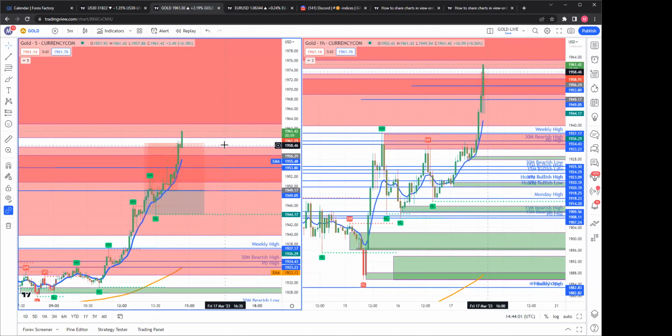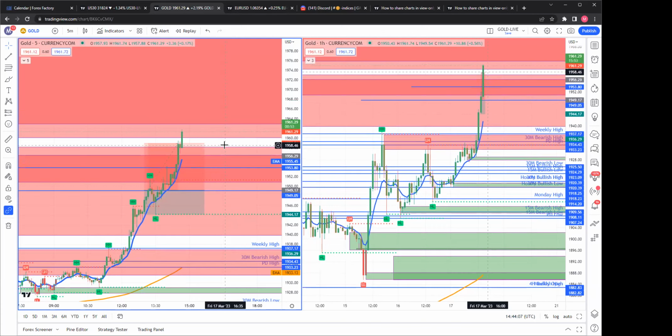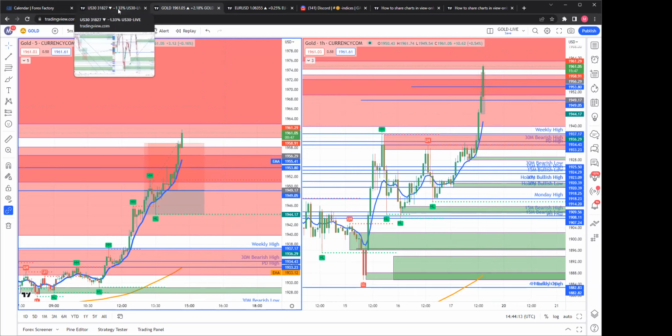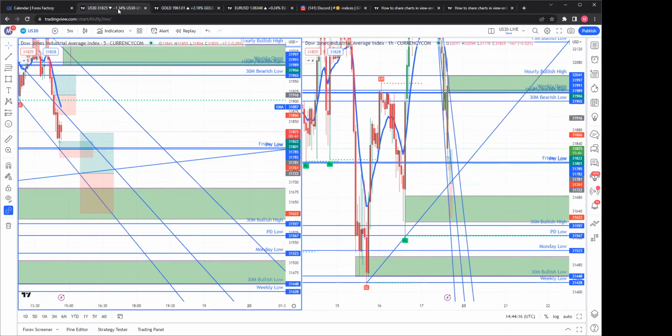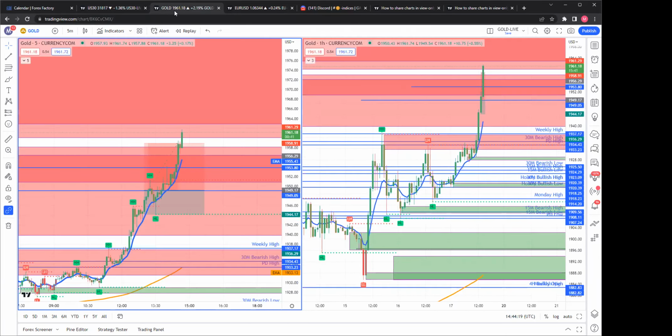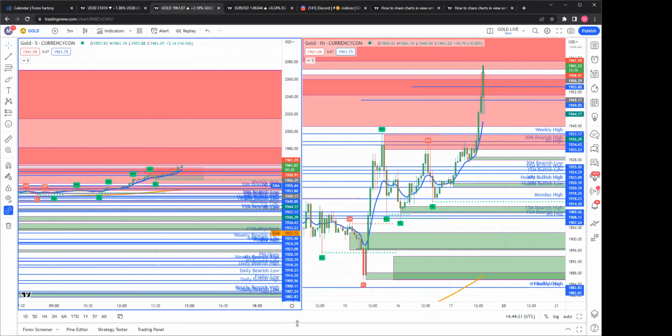I journaled that during times of uncertainty, such as wars, market crashes, or financial issues, gold goes up and indices go down. So for me, I am bearish in the long term for US 30. But as a scalper, I can trade both ways. For gold, I am expecting gold to go to 2050. I'm expecting gold to go all the way up here.